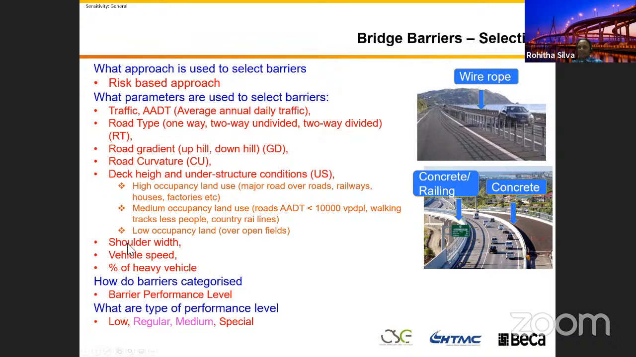The vehicle speed is important, and so is the shoulder width: the higher the shoulder width, the more time there is for the driver to react. And then the percentage of heavy vehicles. The higher the number of heavy vehicles, if one impacts the bridge barrier, the momentum of the vehicle is higher, so the risk is higher. This whole thing is correlated.